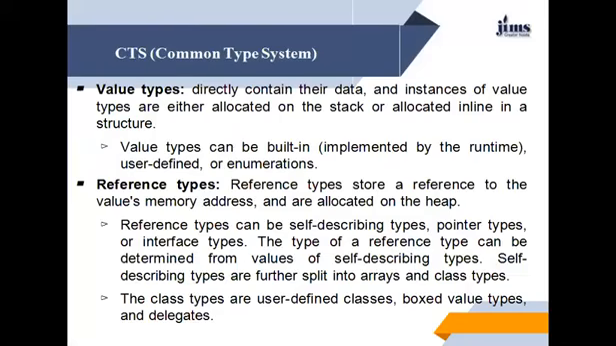Reference types store a reference to the value's memory address and are allocated on the heap. A value type is stored in the stack. A reference type is stored in the heap. Reference types can be self-describing types, pointer types, or interface types. The type of a reference type can be determined from values of self-describing types. Self-describing types are further split into arrays and class types. The class types are user-defined classes, boxed value types, and delegates.